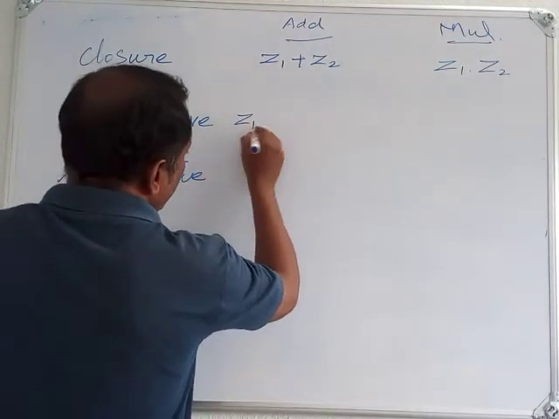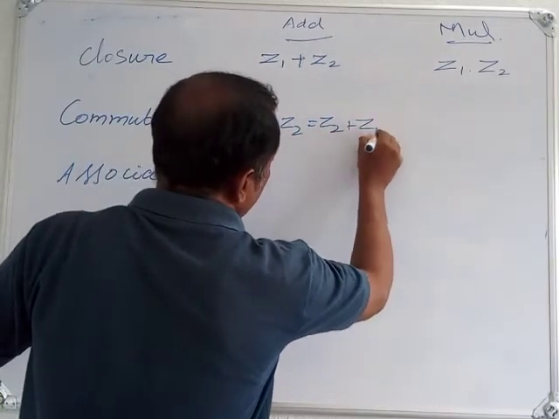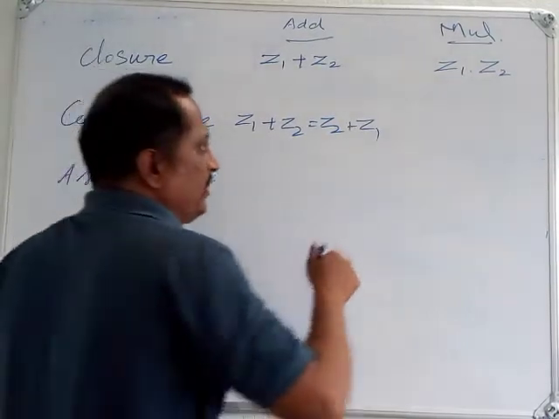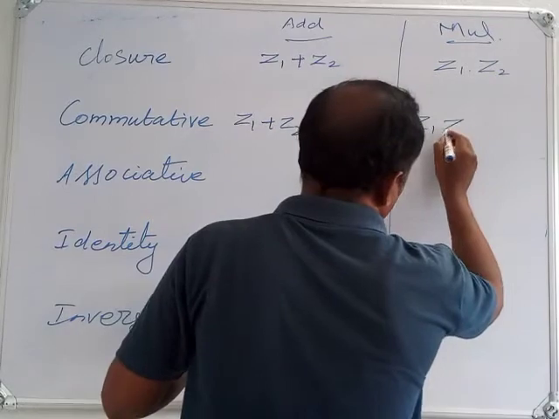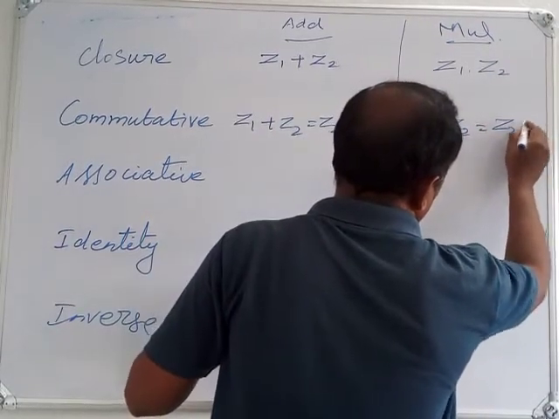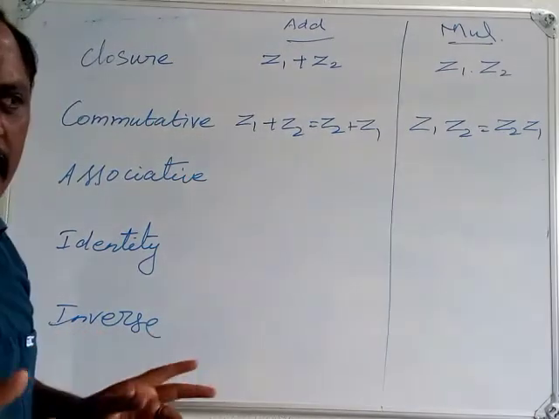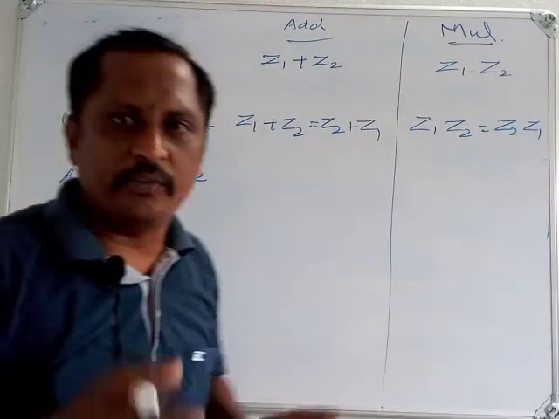Commutative means z1 plus z2 is equal to z2 plus z1. Reverse process, both are equal. At the same time, multiplication, z1 into z2 is equal to z2 into z1. So both the multiplications are equal. So it satisfies the commutative property.